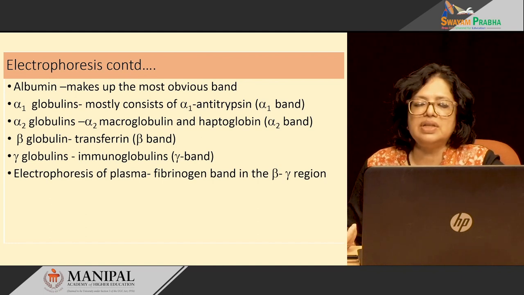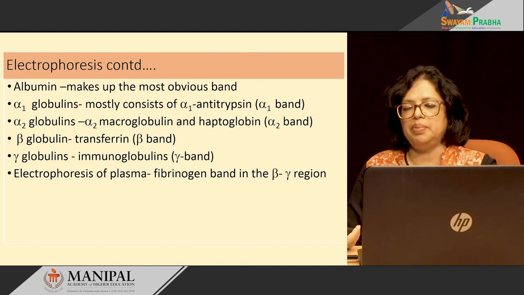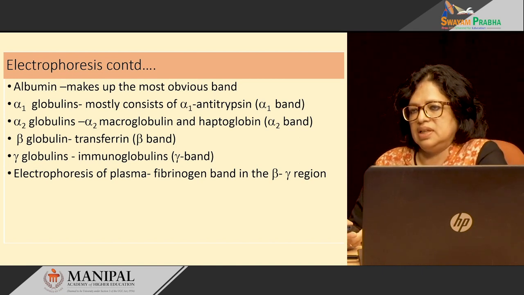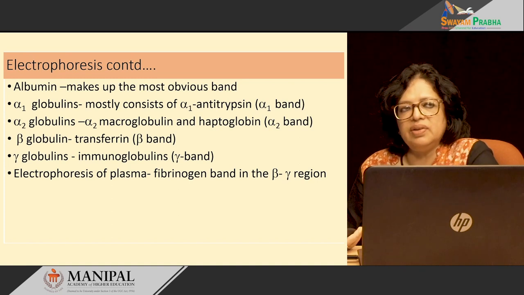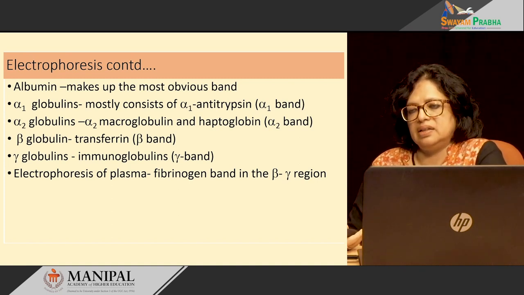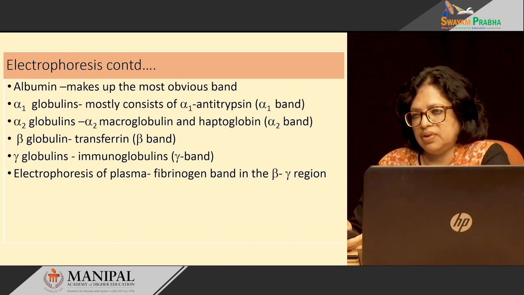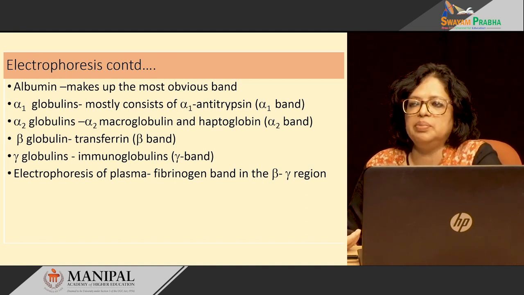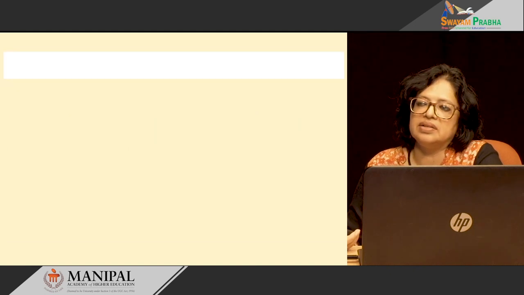And the electrophoresis of plasma, if you compare with the electrophoresis of serum, there is a difference. In the case of plasma, we find an additional band. In addition to the 5 bands, we find a 6th band, which is the fibrinogen band in the beta gamma region.